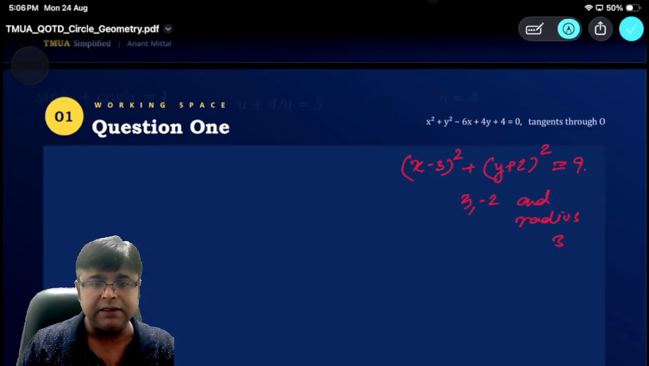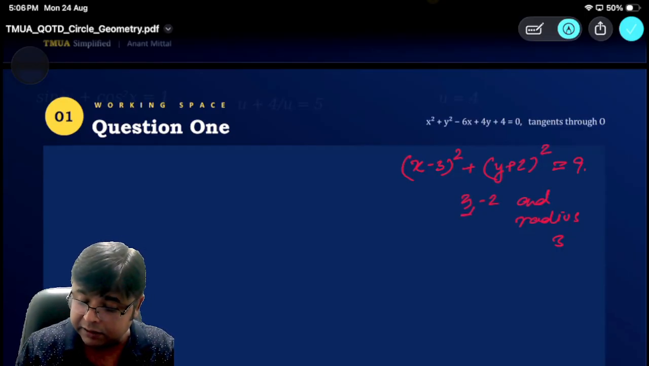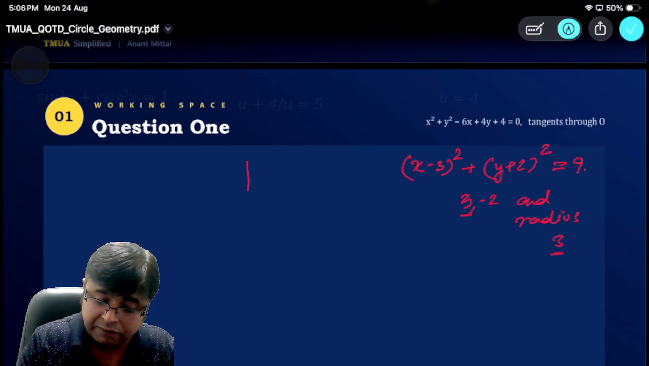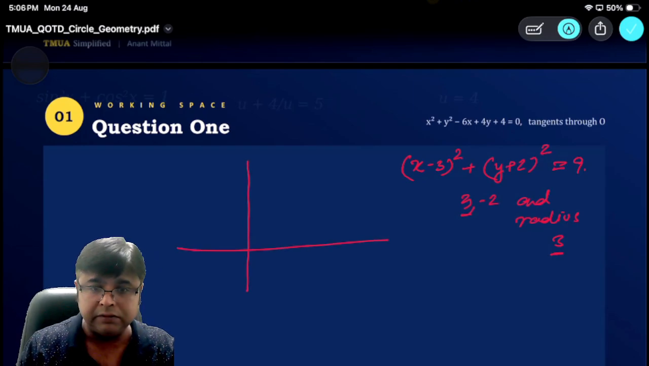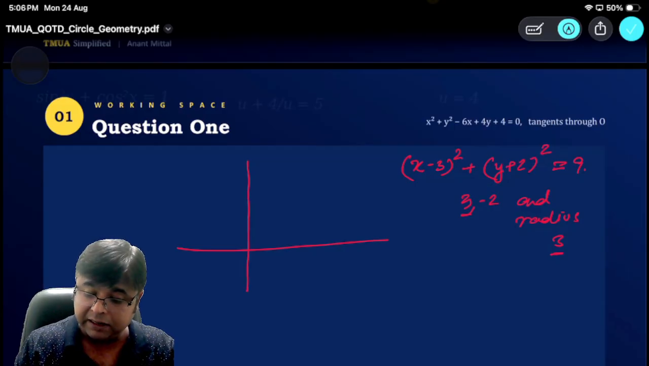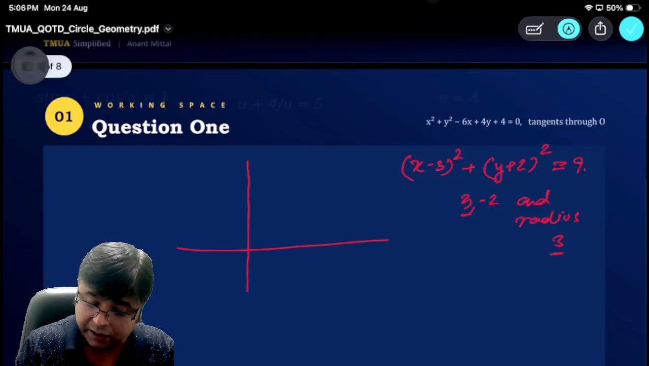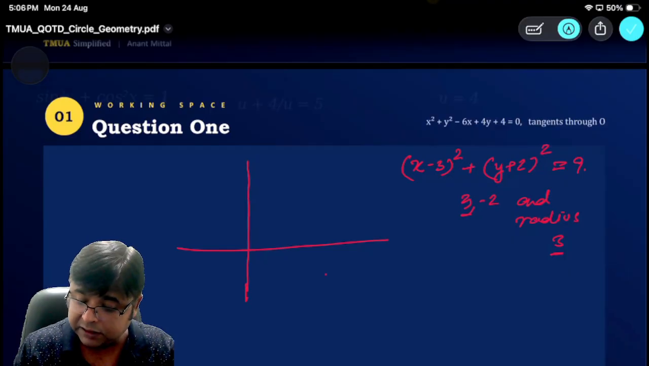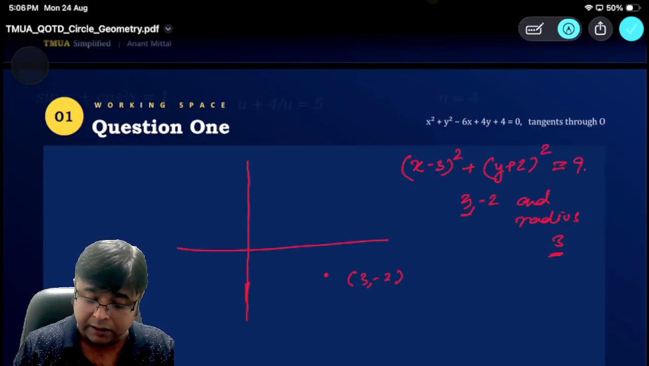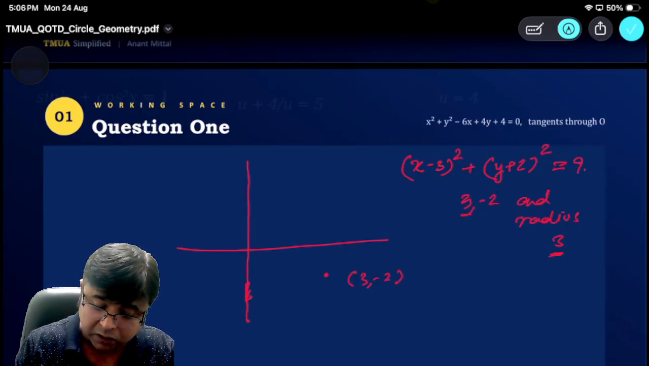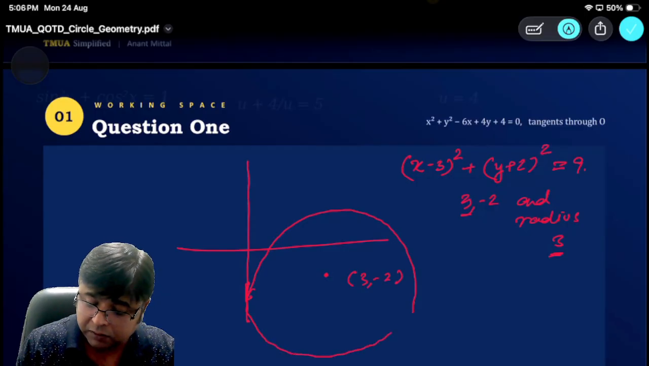Now, as you can see, the x coordinate of the center is 3 and the radius is also 3. So if I have to draw the circle with center at (3, minus 2) somewhere here, it will be touching the y-axis, because the radius is 3 and the x coordinate of the center is also 3. The distance downward will be more, so it will look somewhat like this. This is how the circle will be formed.